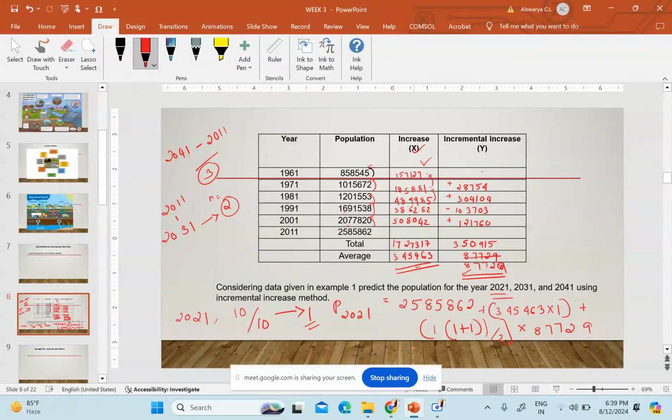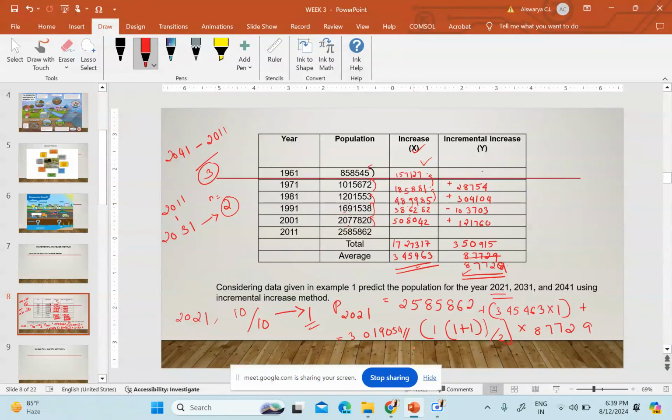Okay, so if you do the calculation, what is the value you are getting? First you are taking, yes, that is right, 3019054. That is the population for the year 2021. What is the formula here? This value 1 means here n.